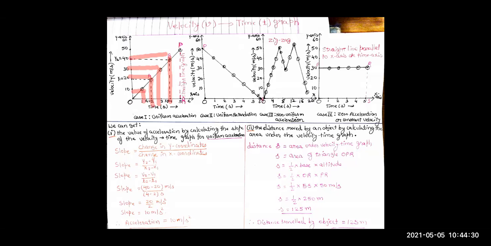So you are getting a straight line graph. You are getting a straight line graph passing through the origin. Okay, this is for uniform acceleration.